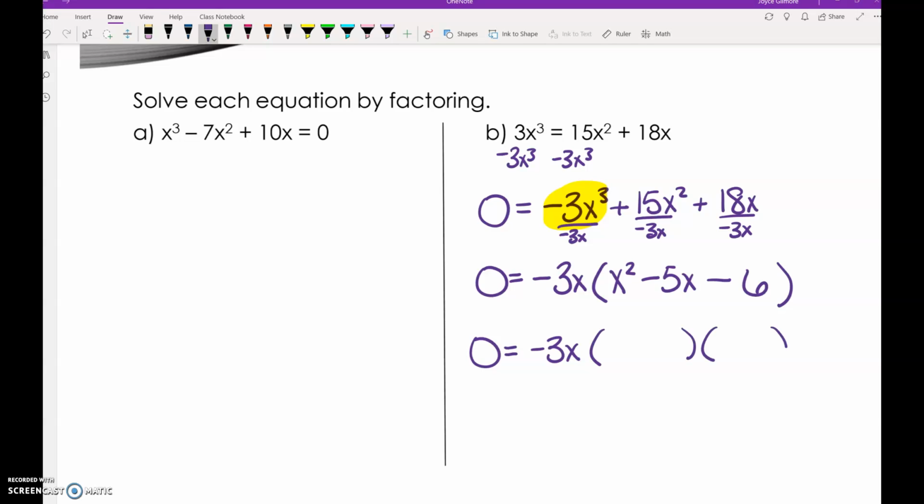Okay, two numbers that multiply to give us negative 6 and add up to negative 5. That would be, what is it? Positive 1 and negative 6. Yeah.